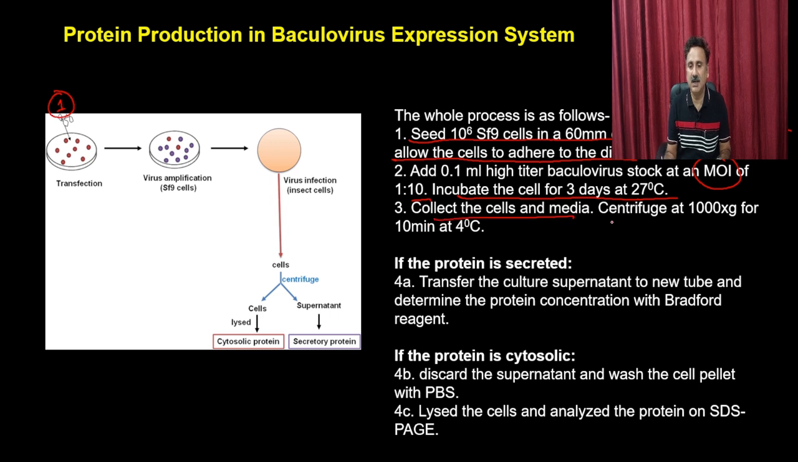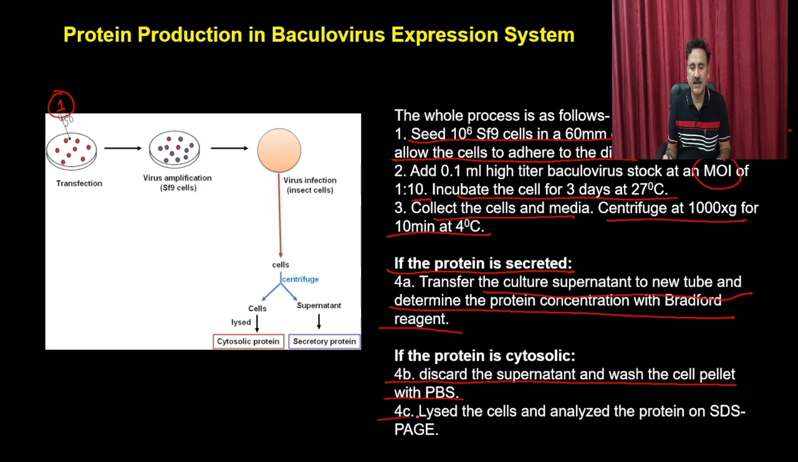So collect the cells and media, and centrifuge at 10,000 RPM for 10 minutes. If the protein is secretory, then transfer the culture supernatant to a new tube and determine the protein concentration with the Bradford reagent. If the protein is cytosolic, then you discard the supernatant and wash the cell pellet with PBS. And then you lyse the cells and analyze the protein on SDS-PAGE.